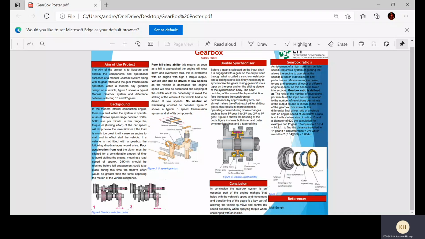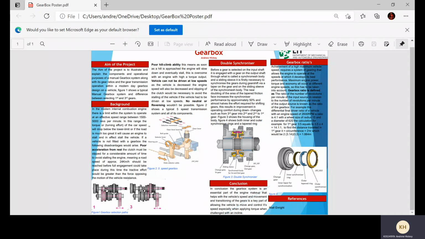Figure 1 shows a typical manual gearbox system and the differences between the selecting of first gear and third gear. The background of the gearbox is in a modern internal combustion engine. There is a limit within the system to operate at an effective speed range between 1,500 and 5,000 revs per minute. If the car speed will drop below the lower limit, or if the load is much too great, it will cause an engine to stall and in effect stall the vehicle.